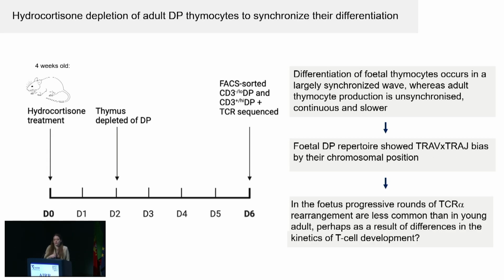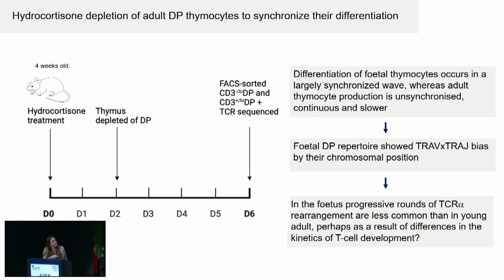So then to investigate it further, we were thinking that the usage of certain TRAV and TRAJ segments by chromosomal location could potentially be due to the fact that in the TCRα, rearrangement can keep happening at the double positive stage, so there are sequential successive rearrangements. So we were thinking that potentially this could be to do with the differentiation of fetal thymocytes versus adult thymocytes.